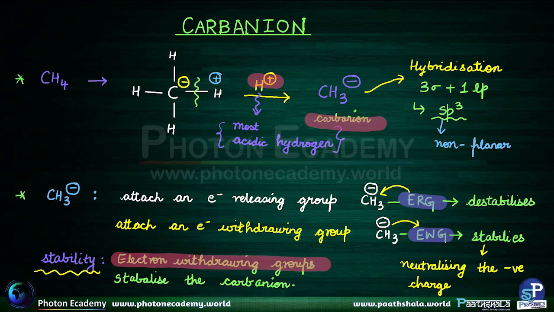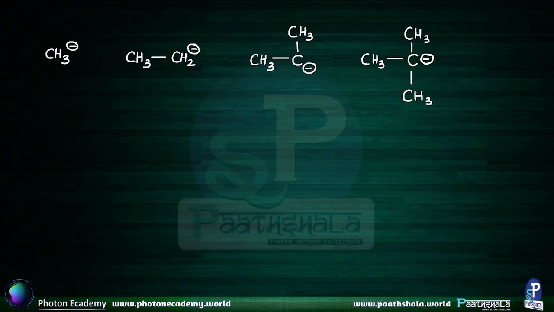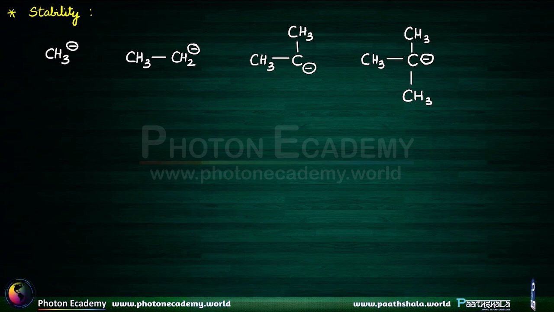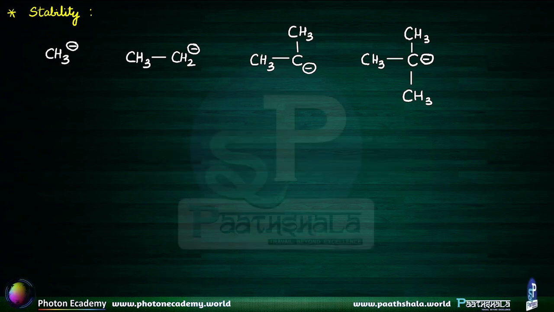Now, moving ahead, we have here an example and we have to tell the stability, which one of them is the most stable and which one is the least. So we have just emphasized the point that any electron withdrawing group will lead to the stabilization of the carbanion, and any electron releasing group will lead to destabilization. So here you can see, let us number them first to avoid any confusion. This is the first one, second, the third, and the fourth.